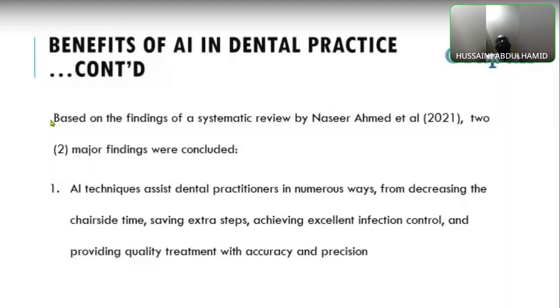And before they can perform this diagnosis extensively, they need to exhibit the features of humans, as explained earlier, that we use our senses in examination. So it is established that they are good in achieving excellent infection control. They are good in providing quality treatment with accuracy and precision.